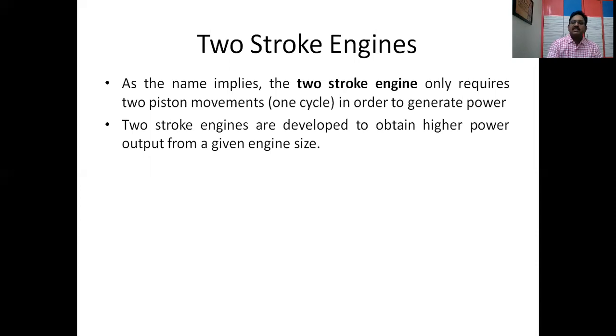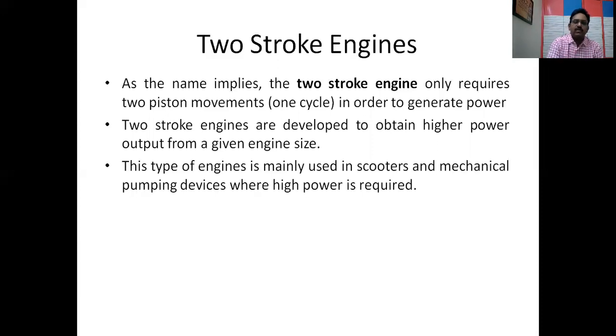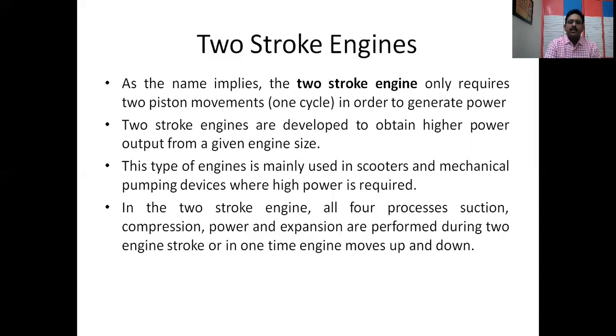The 2-stroke engine is developed to obtain high power output for a given engine size, because out of 4 strokes there is only 1 power stroke, whereas here out of 2 strokes 1 power stroke will be there. So where you need high power, these 2-stroke engines are very useful. This type of engine is mainly used in scooters and mechanical pumping devices where high power is required. And in 2-stroke engines, all processes, suction, compression, power and expansion, are performed during 2 strokes.